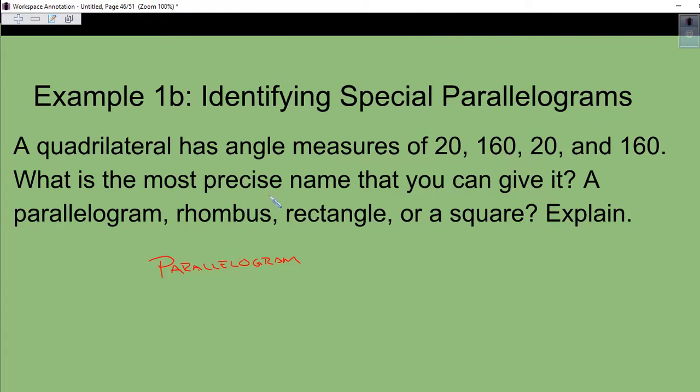Now the most precise name means that if there's any more information we can get, we can determine whether it may be a rhombus, a rectangle, or a square. But based on this information right here, we know it's not a rectangle, we know it's not a square, so it could be a rhombus, but it doesn't tell us anything about the diagonals being perpendicular or that the diagonals bisect a pair of opposite angles. So the most precise definition we can give it is a parallelogram.